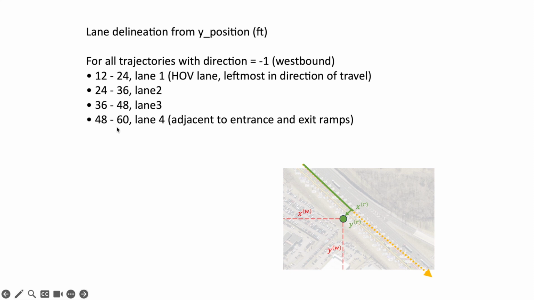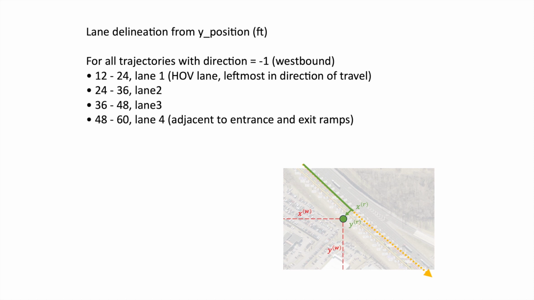The reason why we're doing things in feet is because the geometry of the roadway is roughly defined in feet. So we have nice clean units for the lane widths and for the units of travel along the roadway.